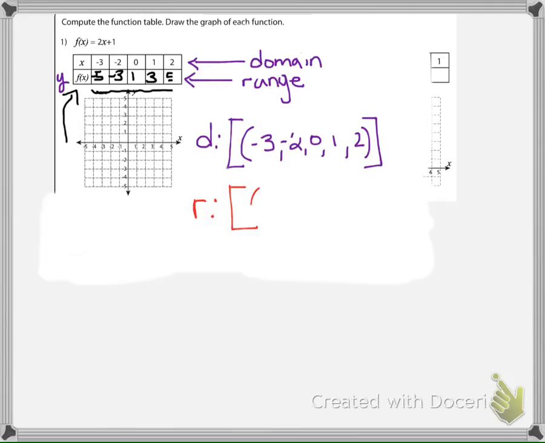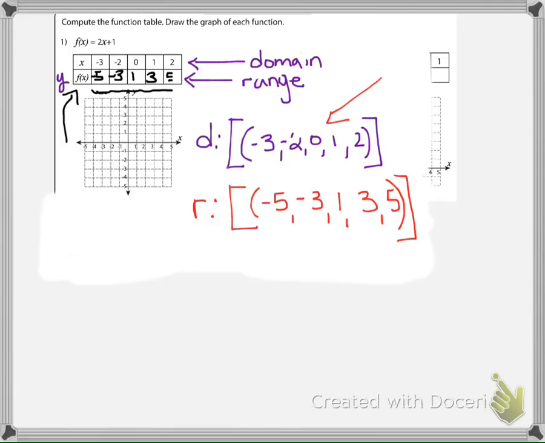Okay, so we would have a -5, a -3, a 1, a 3, and a 5. They won't go on infinitely because I was given a set domain. So if my domain is set, then my range will be set. My domain is the set of the numbers -3, -2, 0, 1, and 2, and my range are the values of -5, -3, 1, 3, and 5. That's it. That's all domain and range is.